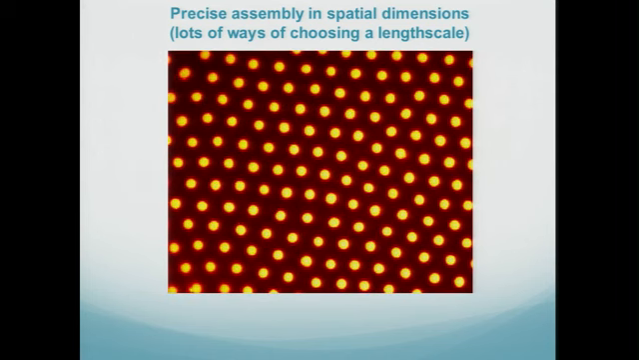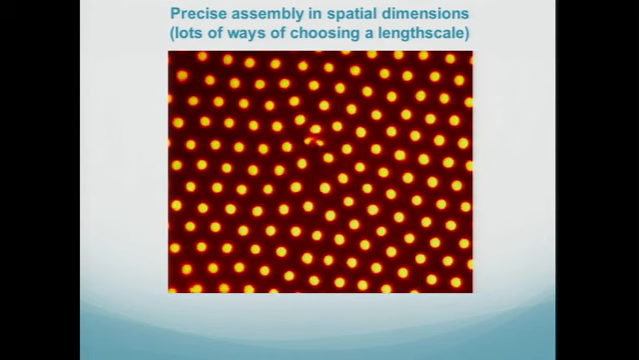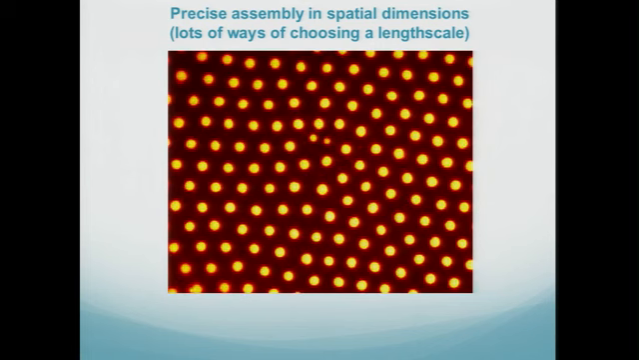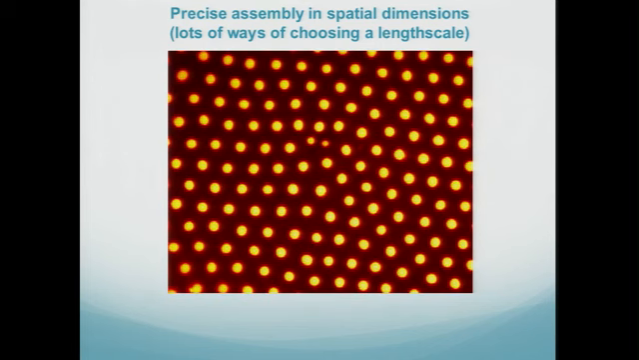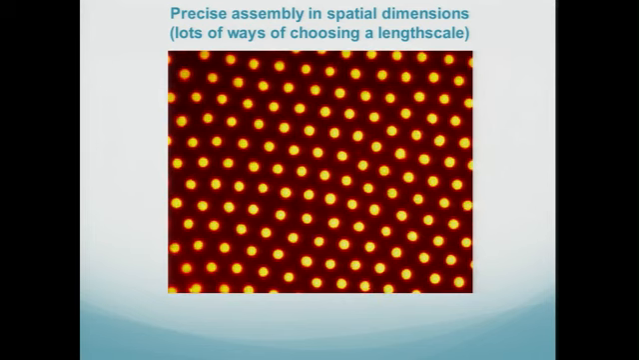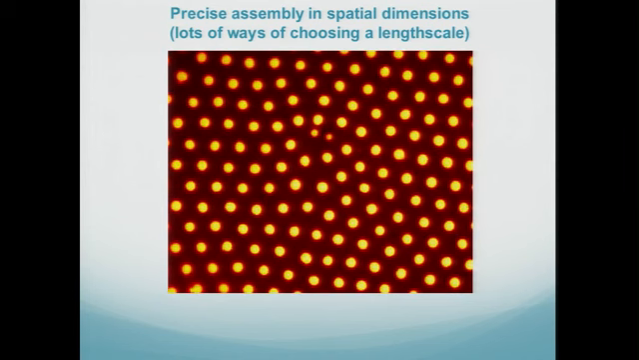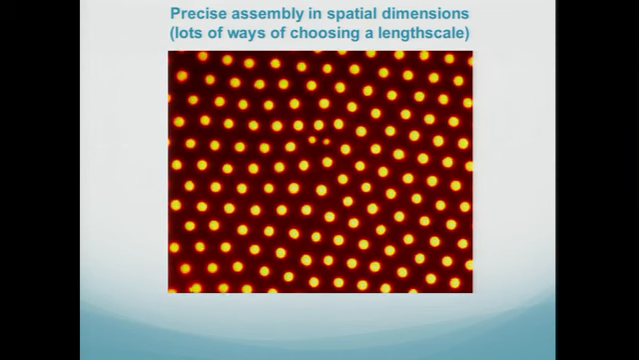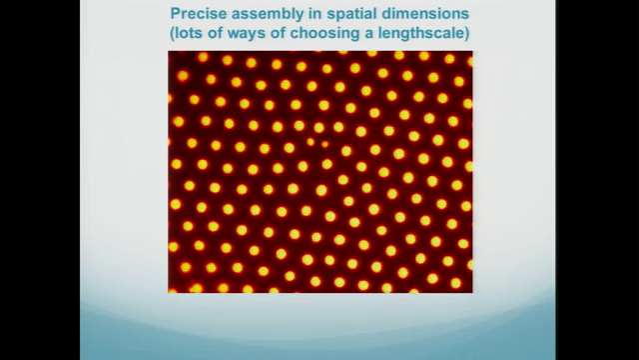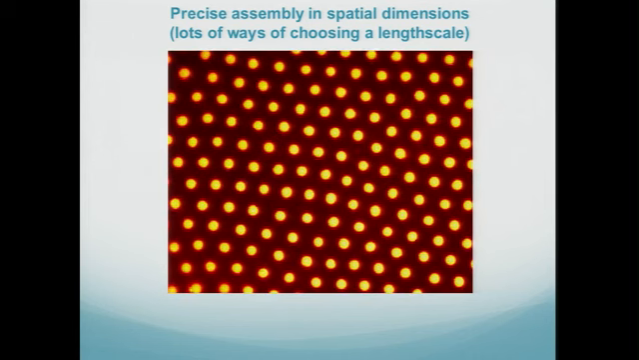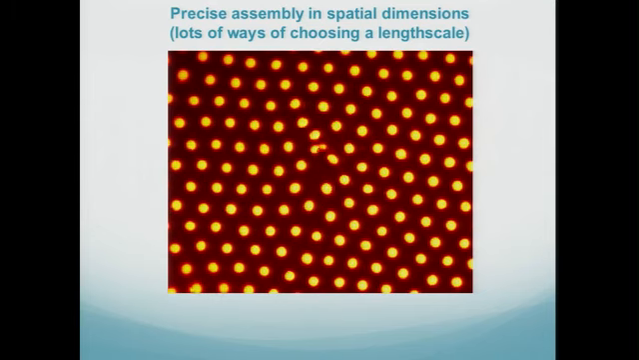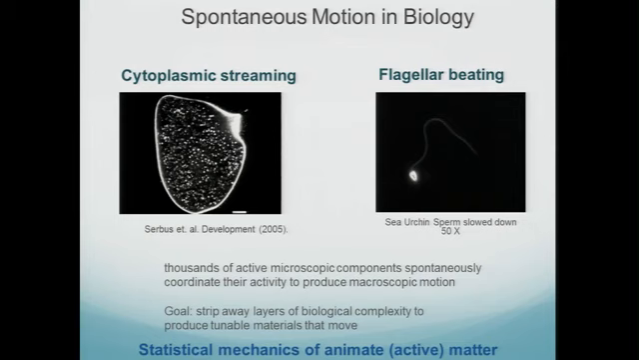So this is just one example of being able to choose length scales and assemble things on very well-defined length scales. And what I want to talk about is, can you systematically make these kinds of structures that would not only be spatially varying, but would also be varying in the time domain, okay? And by definition, that's not going to happen in equilibrium, so we need to feed energy into the system.